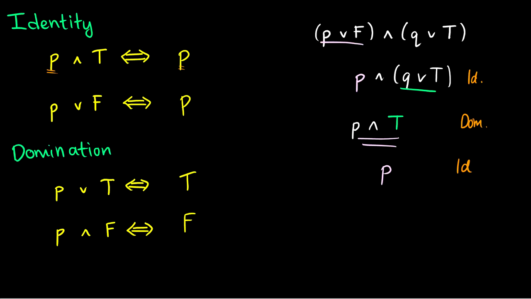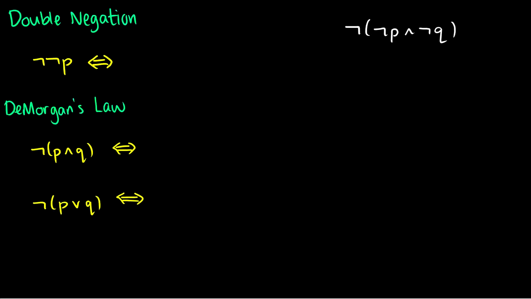So those are the first two laws. Now let's do a few more laws. The first one is double negation, which says if we have not not P, that's just the same thing as P. Why? Because if P is true, then not P is false, which means that not not P must be true. So this is very easy to see with the truth table. If you reverse the values twice, it's like not reversing it at all.